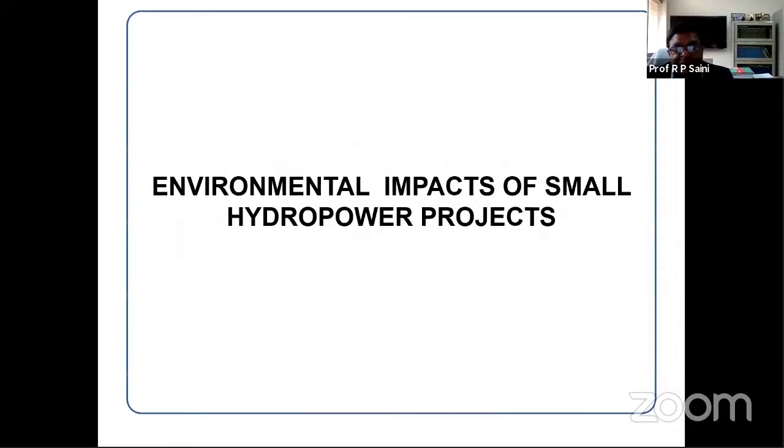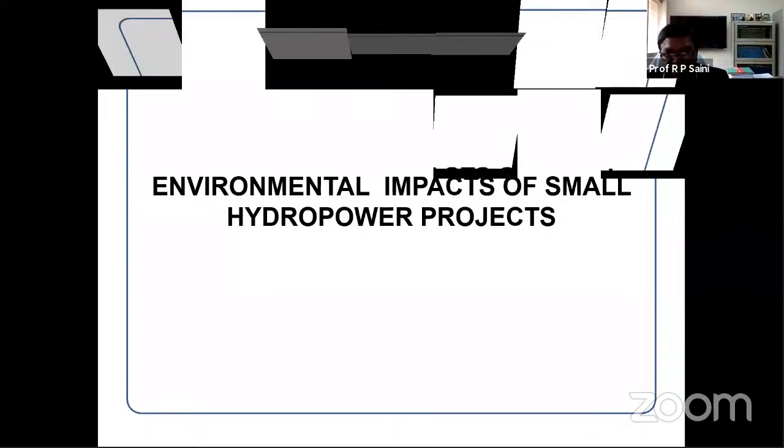Let me tell you very quickly, I have a few slides. You can read that they are self-explanatory, but I tell you a few points related to the environmental impact of small hydropower. Before that, the environmental impacts of large hydro are very severe, but for small hydropower they are very, very small. It's not zero, but still we have to discuss it.